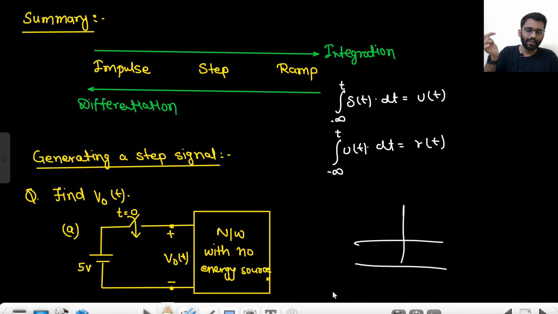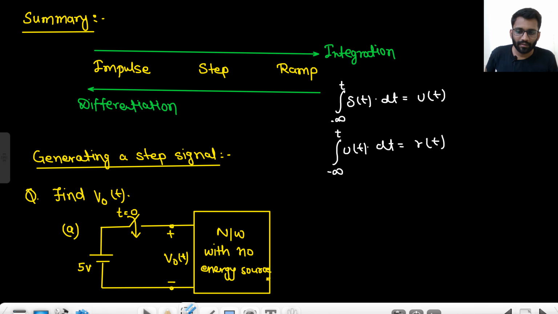What you will do, you will turn on the switch at t equals to 0 only. You connected a battery, but you turn on the switch at t equals to 0 only. So what is happening here is that, before t, this can be a ground, this can also be a ground, this is a ground. Okay, and the network doesn't have any energy source.